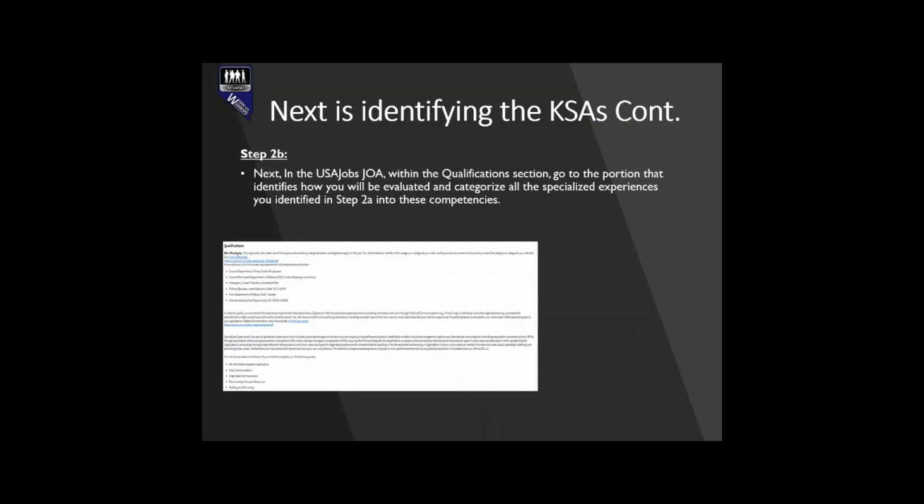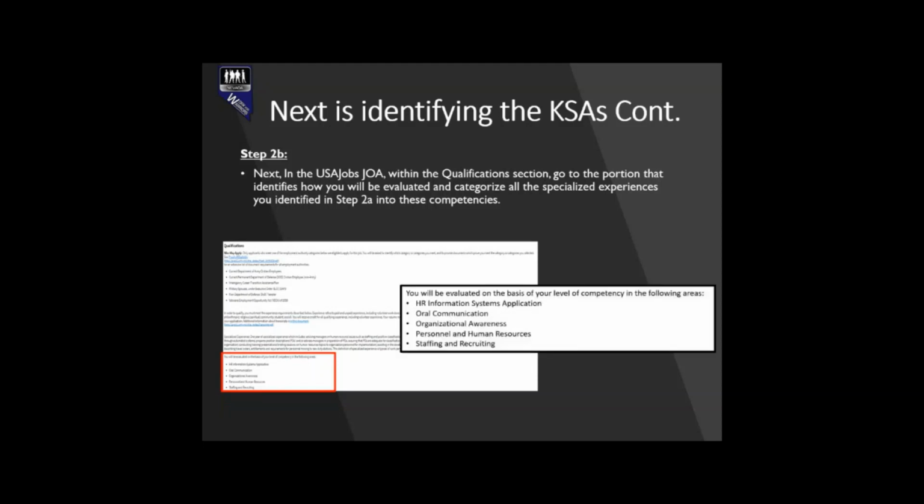Now we're going to categorize this and we're going to identify our KSAs. So if you go to the USA Jobs job opportunity announcement, within the qualification section again, you go to the section where it says how you will be evaluated. This section usually categorizes all the different subjects that the person who's going to be evaluating your resume will be looking for. These will be your KSAs.